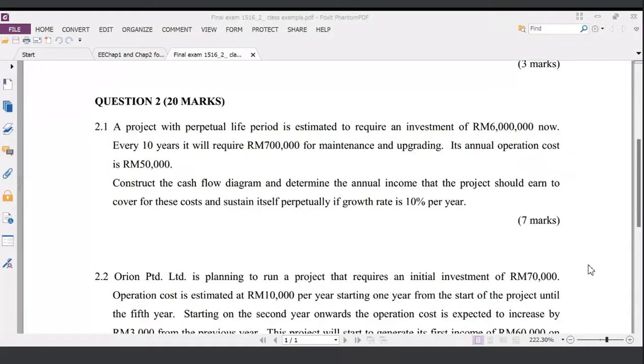Macam mana nak buat? Ini semua orang ada ke tak ada ni? Ada tak ada ni? Ada, ada. Ada. So macam mana nak draw dia punya cash flow diagram for 6 million tu?